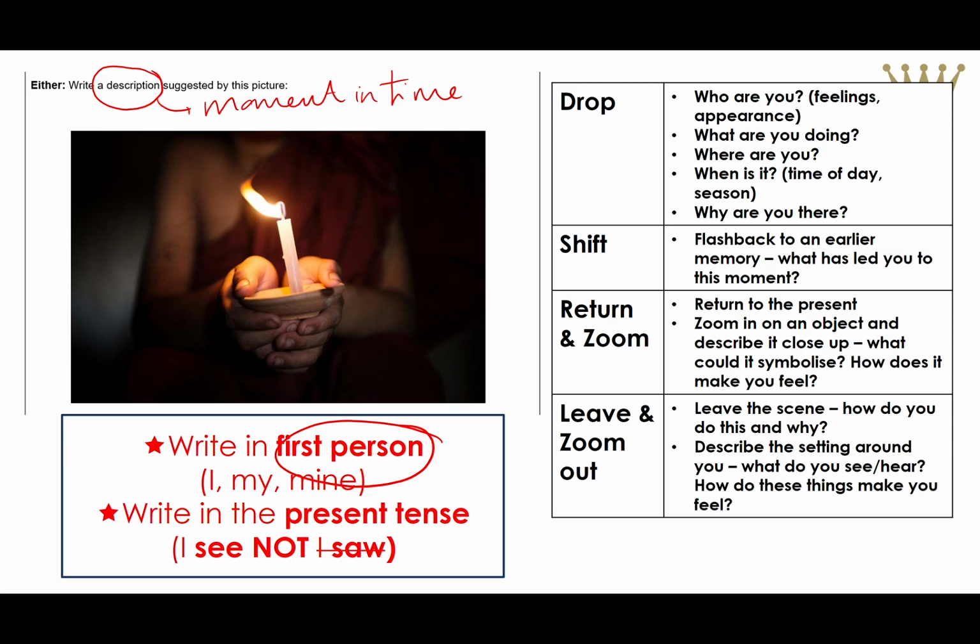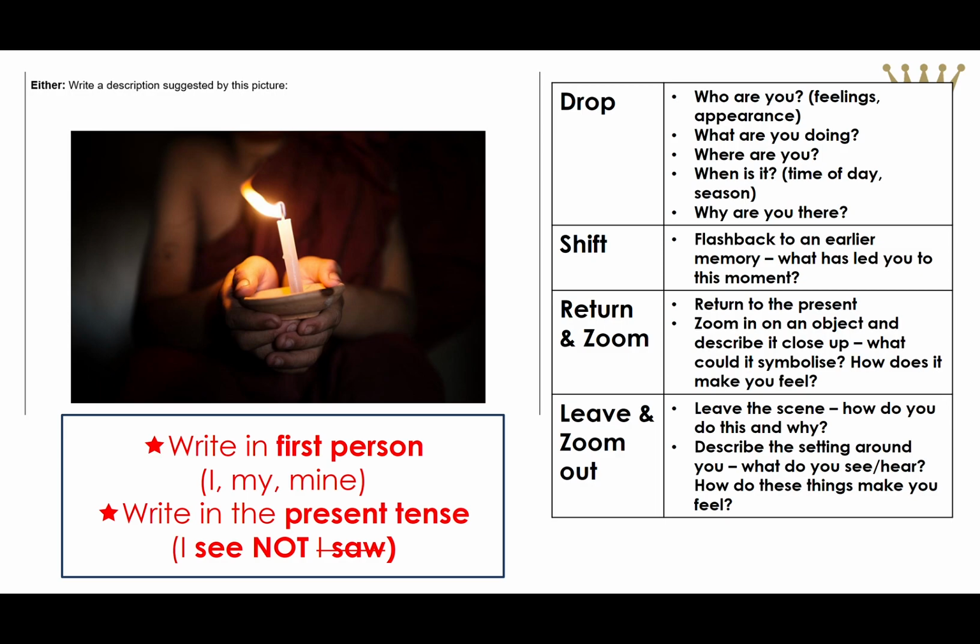So using the drop, shift, return and zoom, leave and zoom out technique, just erase this so I've got a bit more space. We're going to use these 4 sections. Now these are not 4 paragraphs, they're 4 sections, and actually you're going to want to use way more than 4 paragraphs in your entire piece of writing.